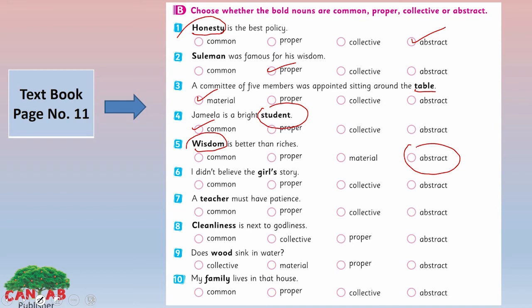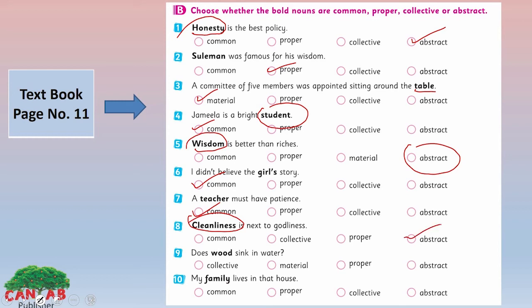Look at the 6th one. I didn't believe the girl's story. Yes, common noun. 7th one. A teacher must have patience. Here the teacher is common noun. Look at the 8th one. Cleanliness is next to godliness. Here the cleanliness is, yes, an abstract idea.